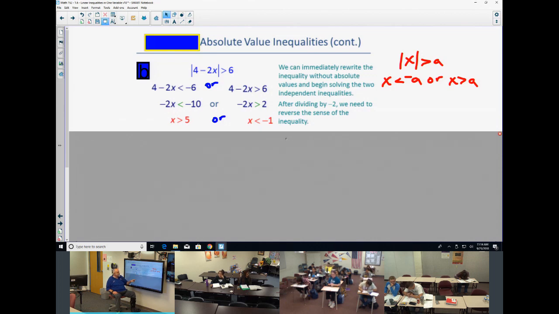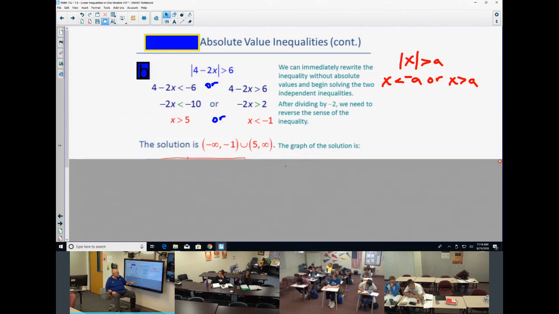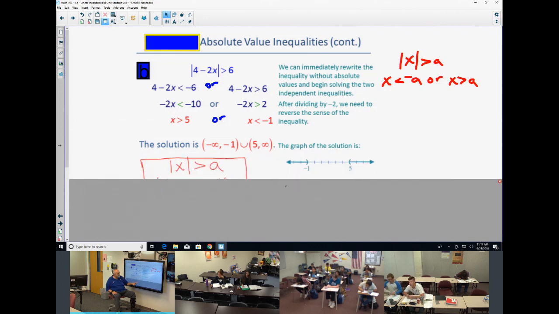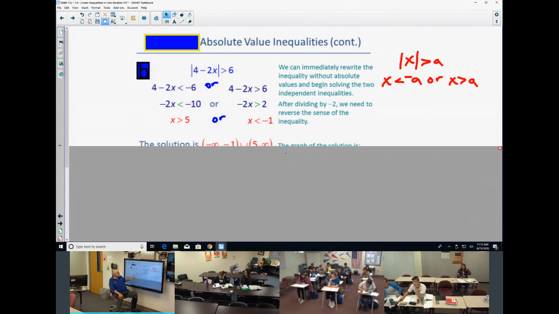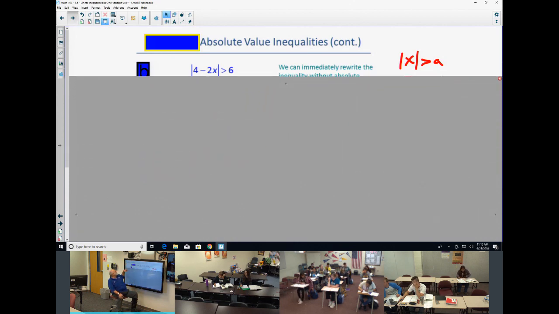And so usually, to show that on the graph, see, you've got two parts of it. So the ors usually have two parts. So greater than 5 or less than negative 1. Okay? All right, any questions on that? On the greater than ones?